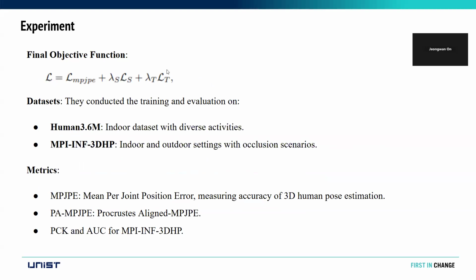So for the training, they use the standard MPJPE loss along with the two proposed loss functions to deal with the occlusion challenge. They conduct the training and evaluation on two datasets, the Human3.6M and the MPI-INF-3DHP dataset. And these are the metrics that they use to evaluate their performance.